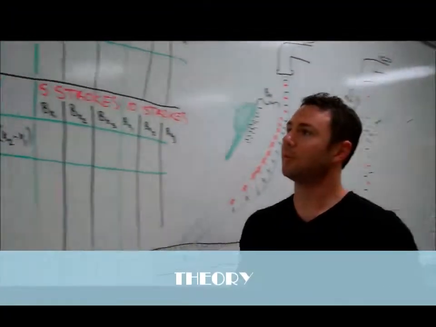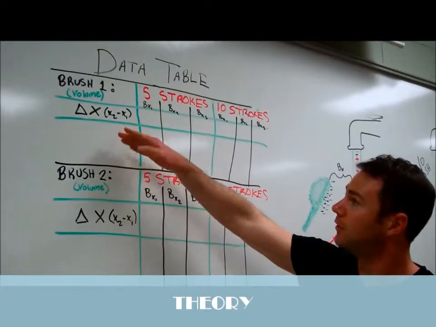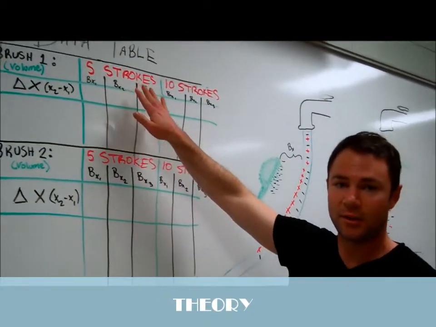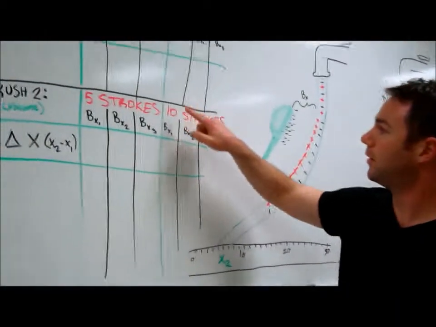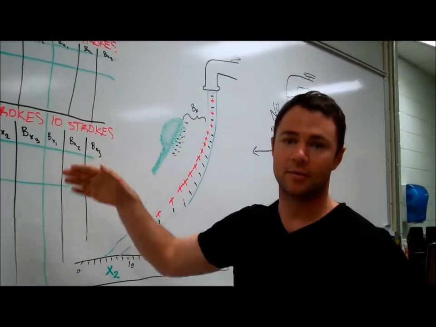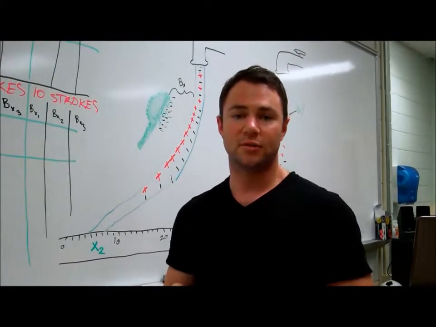So our theory is we're going to take a brush and we're going to have it with a few strokes, say 5, and we'll gather a charge and we'll do our measurements, and then we'll go back and do it with 10 strokes. And that greater amount of charge should produce a greater change in how much the water bends.